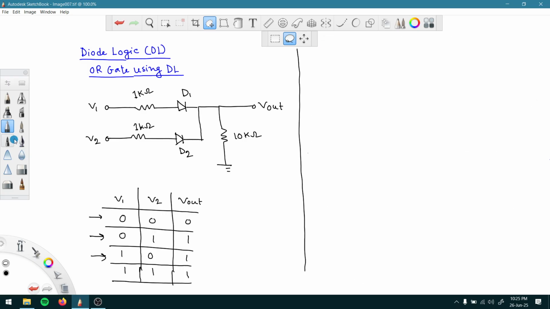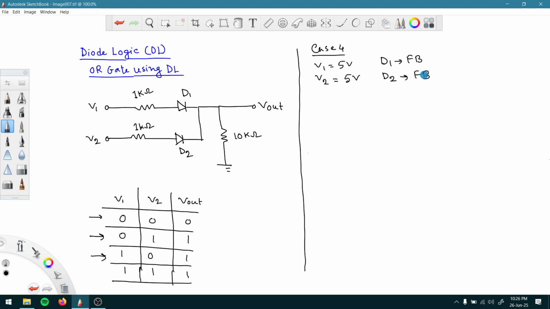So for case 4, V1 should be 5 volt, V2 should be 5 volt as well, and because both of them are at logic high condition, we are going to get a high voltage here at the anode compared to the cathode, and because of that both of the diodes will be forward biased. So D1 should be forward biased, FB, and D2 should also be forward biased.